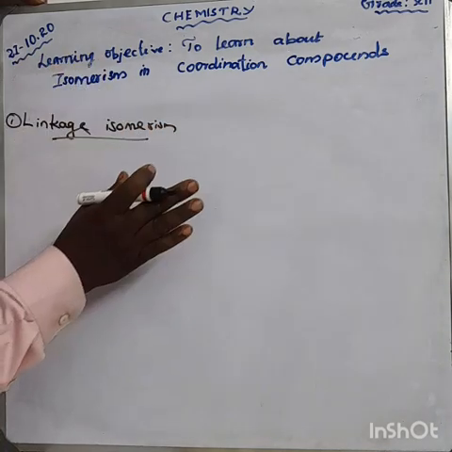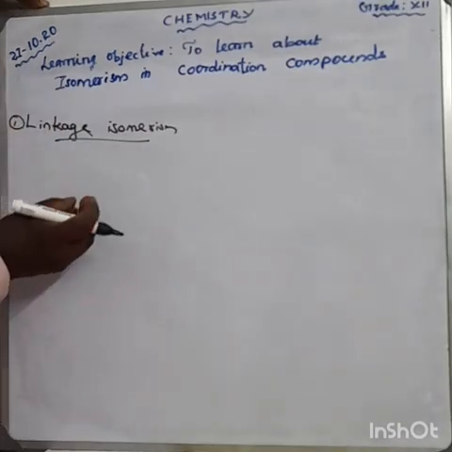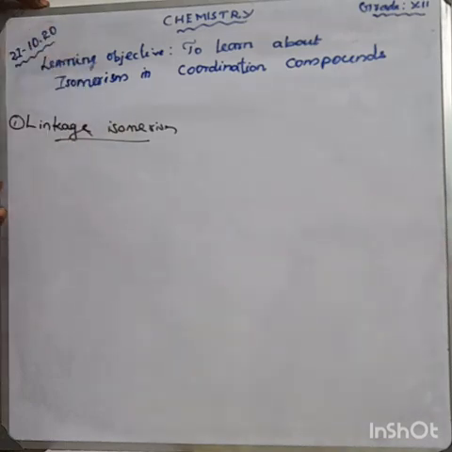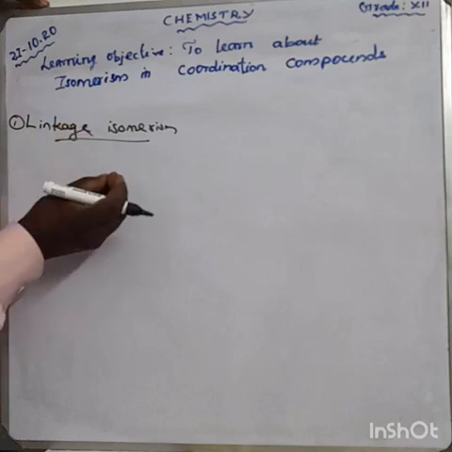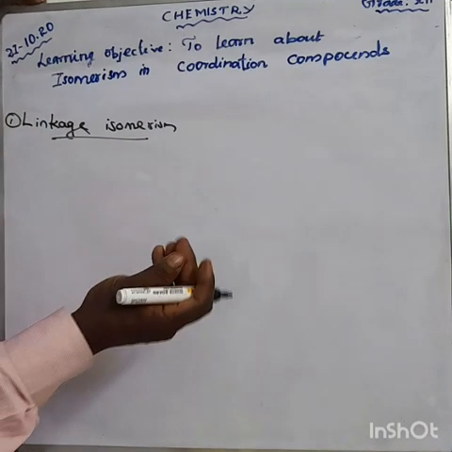Linkage. Okay, first one, linkage. Here, what is the concept? Here, the ligand is bonded to the central metal atom. That's the concept. Each coordination compound has a ligand, am I right? What is the ligand?